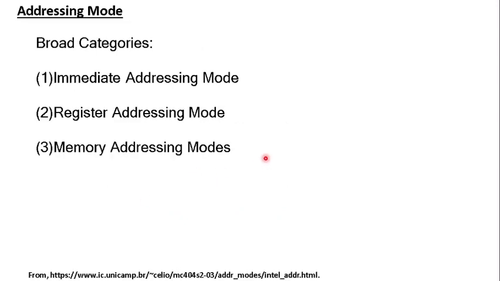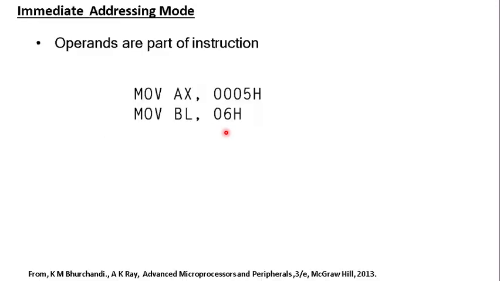First let's see what are the broad categories of addressing modes or ways of locating operands in 8086. There are three broad ways. One is the immediate addressing mode, second one is the register addressing mode, and third one is memory addressing mode. In immediate addressing mode, the operand will be part of the instruction themselves. In register addressing mode, the operand will be residing in any of the registers, while in memory addressing mode, the operand will be residing in memory of 8086 system.